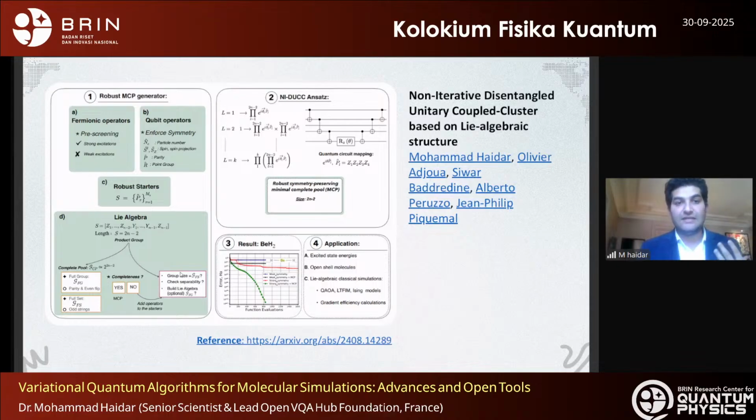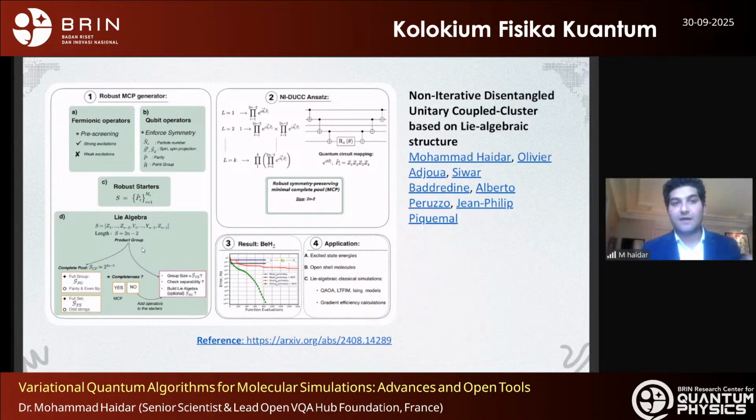And that's why we need to check three conditions: the group size, the separability, and build the Lie algebra in order to see how, when two operators compute their commutation, they give me a third one, which is a new operator that is also inside my pool of excitations.